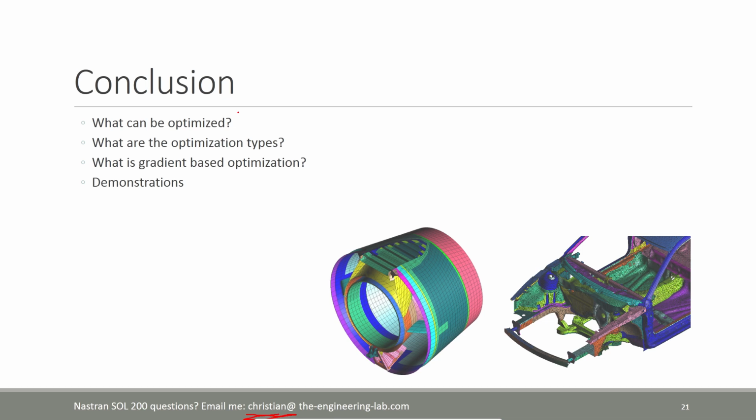We've gone over some critical questions such as what can be optimized. The answer to that was if it exists in your finite element model, you can vary that dimension, that material property, and so on and so on. We went over some of the key optimization types in Nastran Solution 200. For most of this presentation, we performed size optimization examples. If you wanted to perform a topology optimization, we also have tutorials for that. And then we briefly discussed what is the magic behind optimization. And here it was the gradient methodology for optimization.